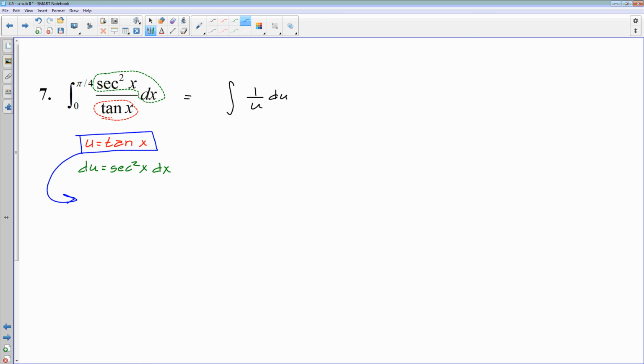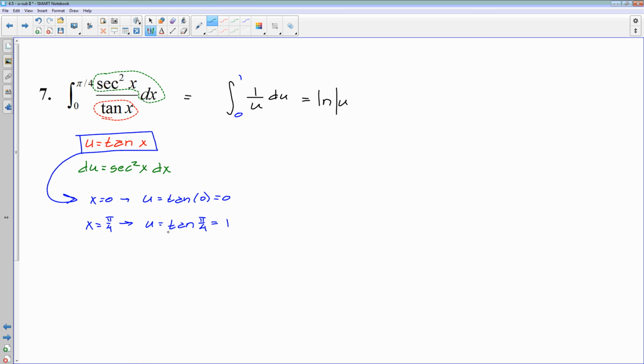If u is equal to tangent x, then if x is equal to 0, that means u is going to equal the tangent of 0, which is 0. So that one actually didn't change. If x is equal to pi over 4, which is my upper limit of integration, then u is going to equal the tangent of pi over 4, which is 1. And that's very nice. I like that. Now when I work out this integral, the antiderivative of 1 over u is the ln of u.